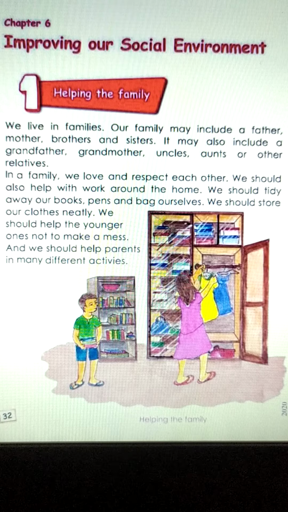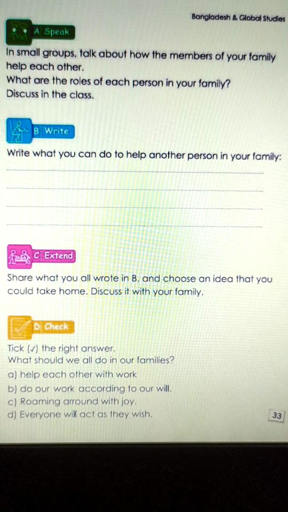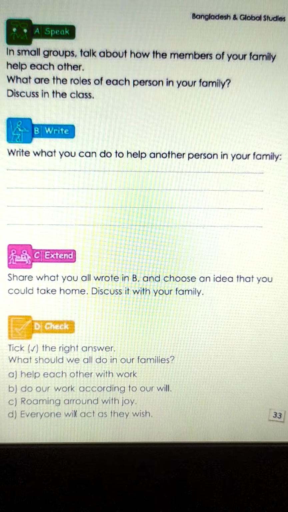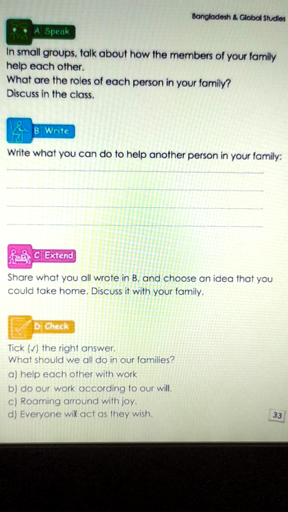Now go to page number 33. Here on page number 33, you can find some exercises like exercise B. It is written, write what you can do to help another person in your family. Now you can find something to help your family. Think about it and write it in the book in this exercise B.